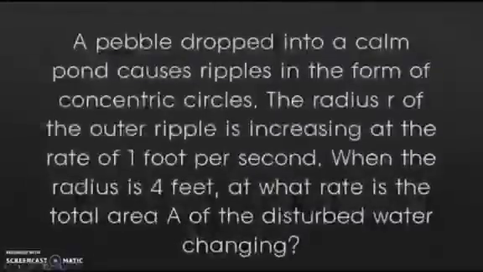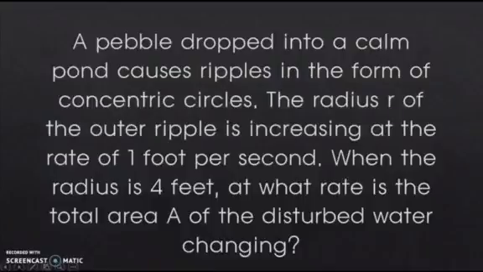A pebble dropped into a pond causes ripples in the form of concentric circles. The radius R of the outer ripple is increasing at the rate of 1 foot per second. When the radius is 4 feet, at what rate is the total area A of the disturbed water changing?